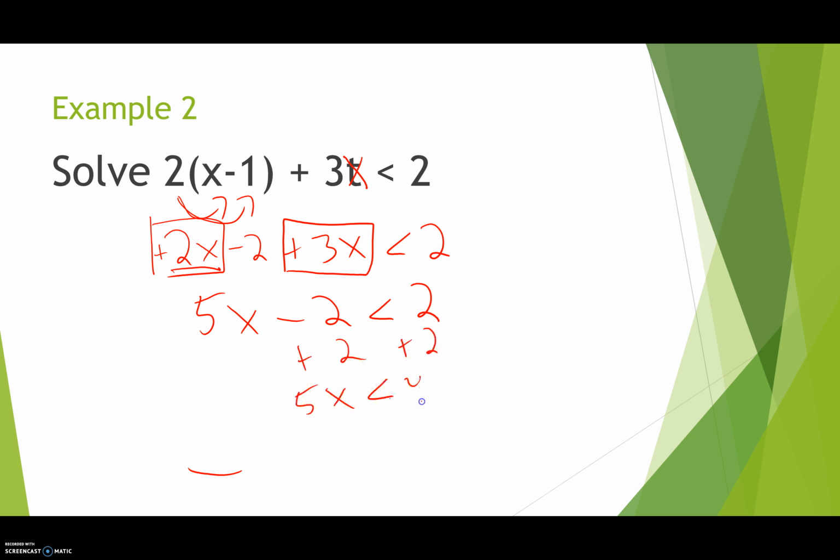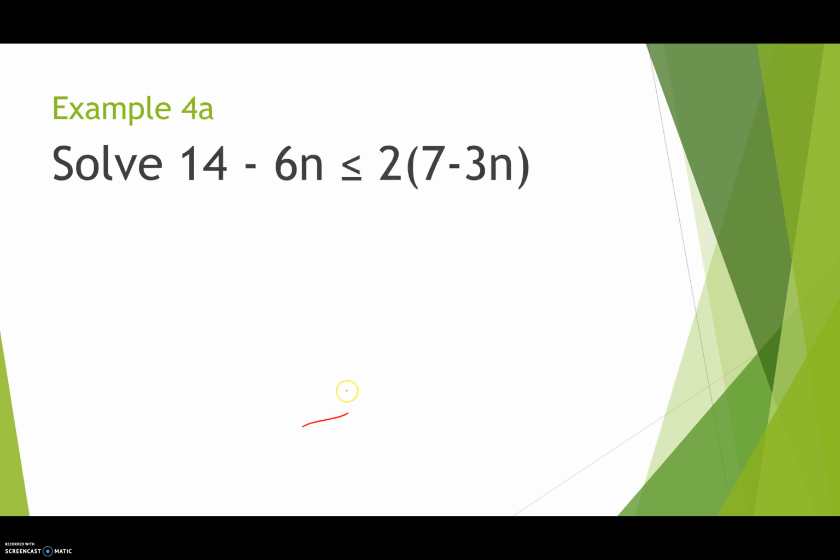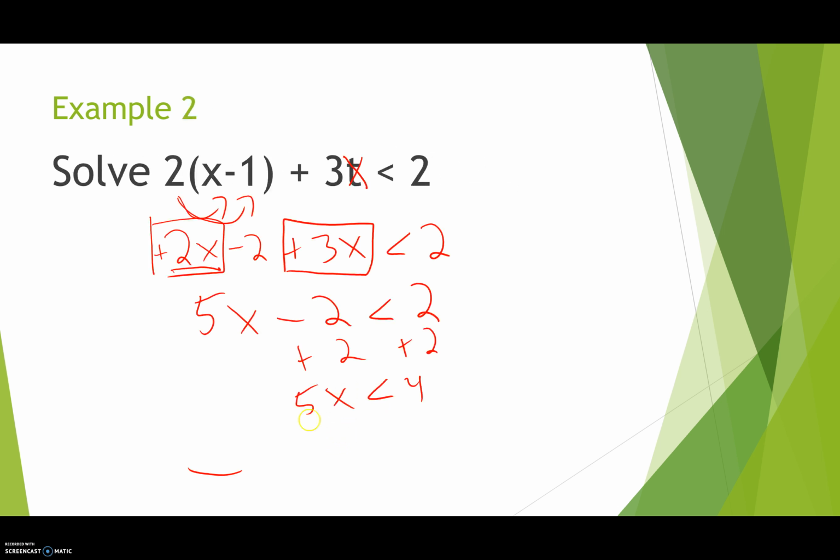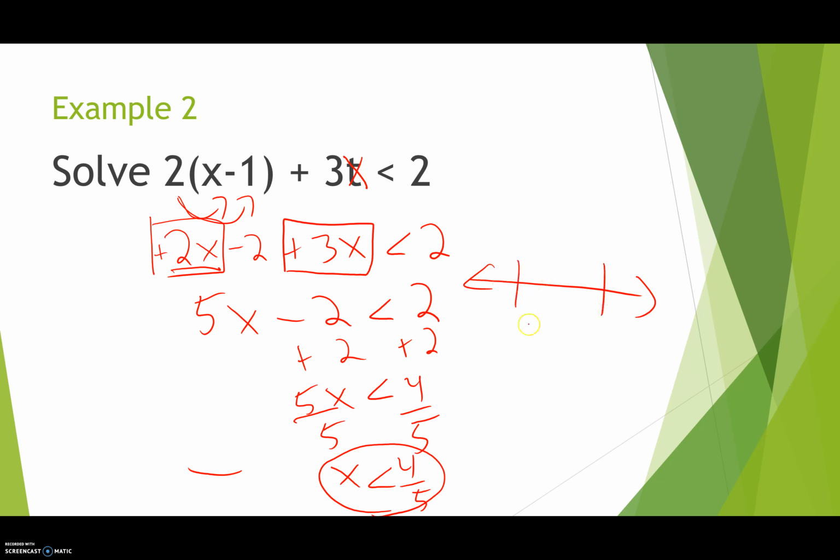5x is less than 4. And then you divide by 5, and x is less than or equal to 4/5. Any number. Now, if you had to graph that, you could either zoom in to it, like a 0 and a 1 and about where it is, or you could even put in the tick marks to show where 4/5 is, and you'd put an open dot there and then you'd shade.